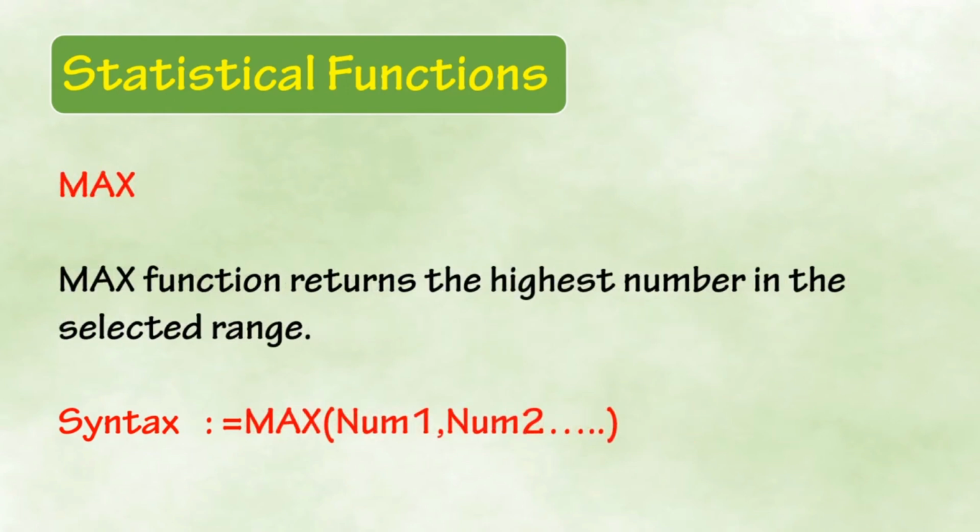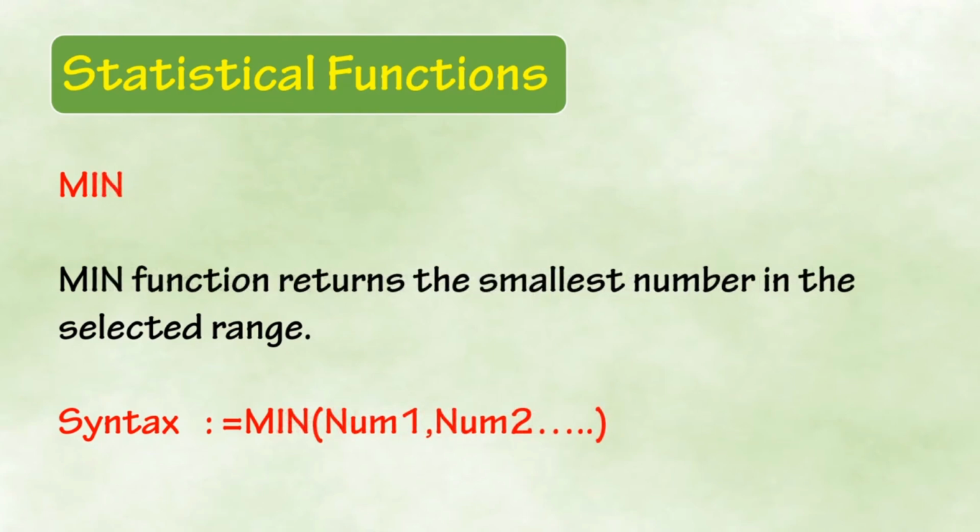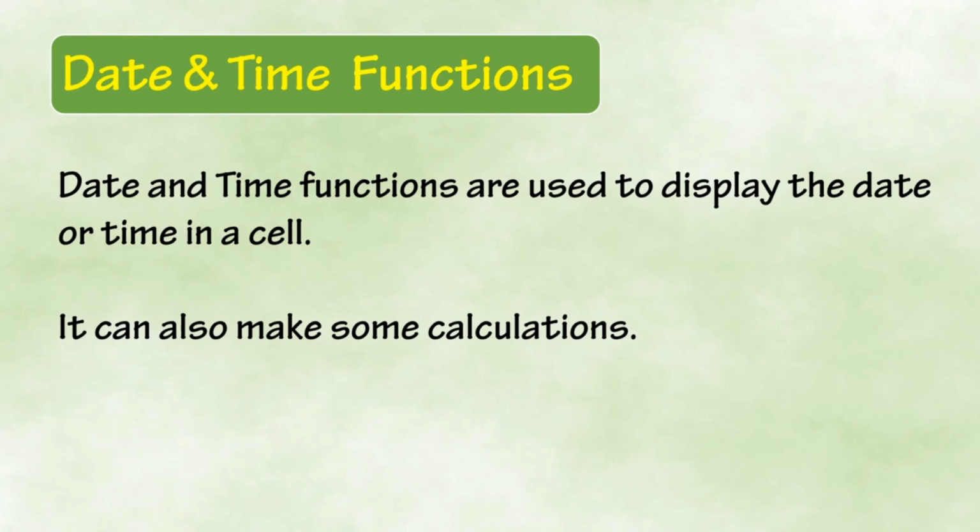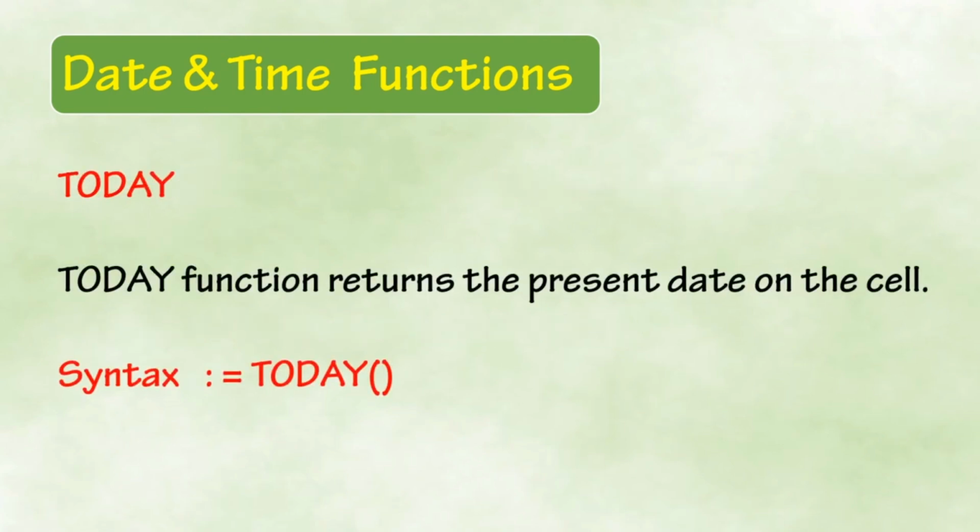Max. Max function returns the highest number in the selected range. The next statistical function is min. Min function returns the smallest number in the selected range. Date and time functions. Date and time functions are used to display the date or time in a cell. It can also make some calculations. Today. Today function returns the present date on the cell.